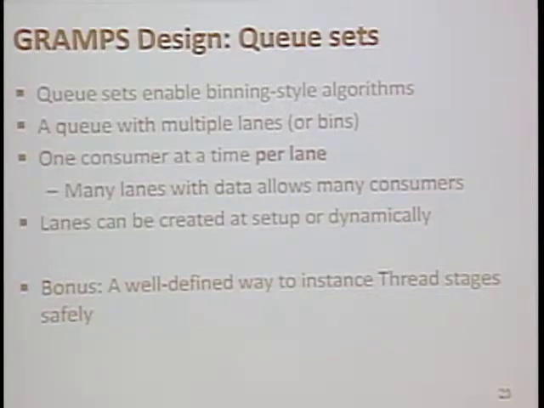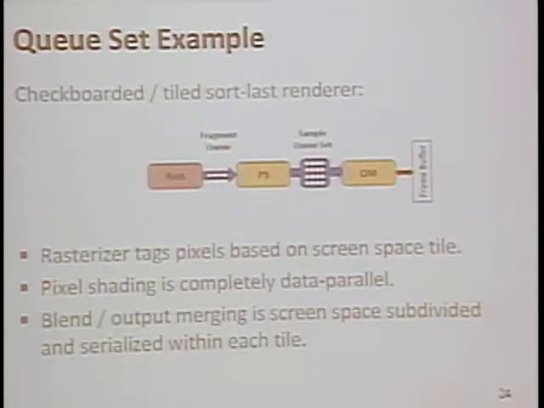In the ray trace or in the rendering work we did, all of the lanes and all of the bins were created statically. A bonus, sort of telegraphing into the future, is that you can talk about instancing stateful threads in conjunction with these bins. So you can say that while I can't safely have multiple threads all pulling from one queue, if I give each thread one bin, then that's safe. And so Gramps can automatically create and destroy threads in response to the creation and destruction of bins.